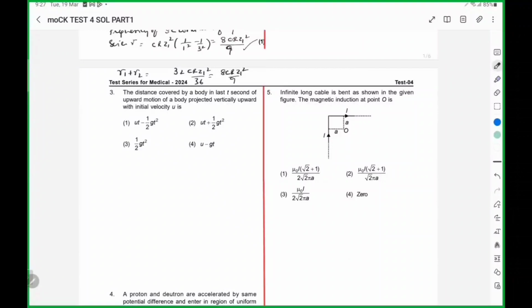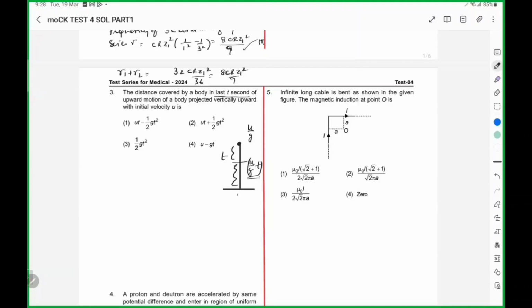So distance traveled by a body in last t seconds. It is not last second, last t seconds. So that means time of ascent we know how much it is, u by g. So here in last t seconds means in the remaining time, that is u by g minus t seconds, how much distance it traveled.